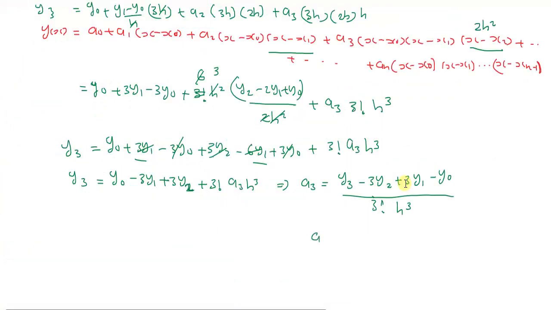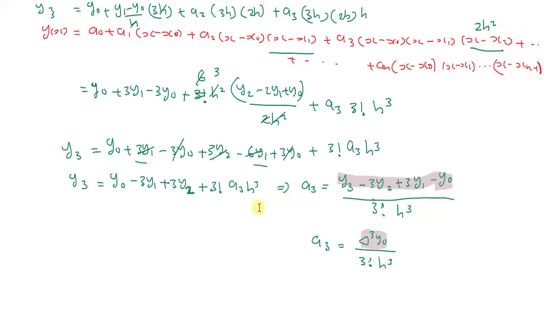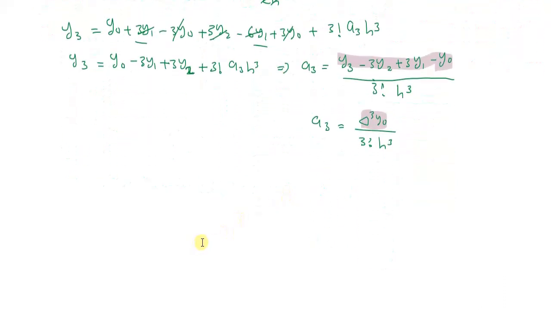Now this a3 will be equal to delta cube y0 by 3 factorial into h cube. You can prove that y3 minus 3y2 plus 3y1 minus y0 is delta cube y0. Okay, so let us do that. Prove that delta cube y0.